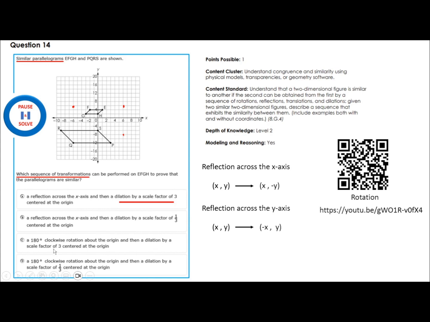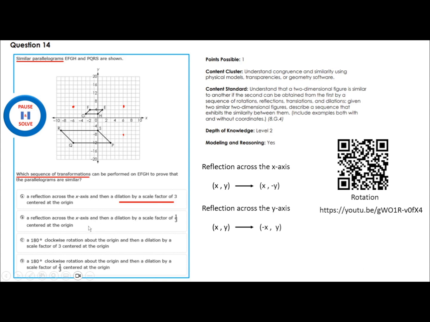Now, there's a talk about rotation here. Students normally don't have a problem with dilation, reflection, translation. They have a problem with rotation. So there's a video here that I made about rotation. So I recommend that you watch this video.